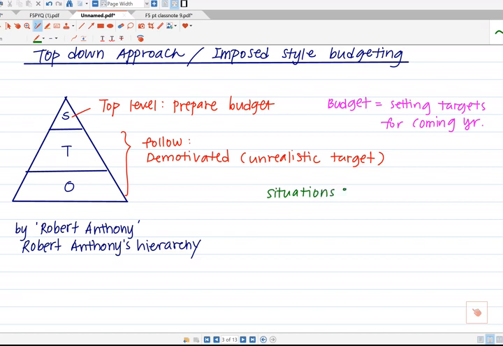What are the situations in which we can use the top-down approach? Number 1, for a newly formed company. Of course, it's the first time you go to work and the company is new, so the boss will know what they want, so the boss will prepare the budget.